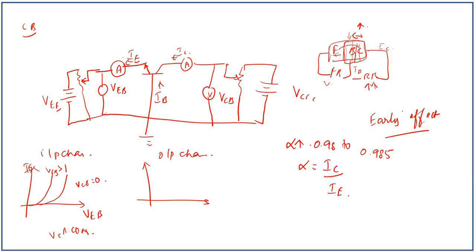So as this region, the base width reduces and finally becomes 0 itself, no? That is called punch through. So this is about input characteristics.